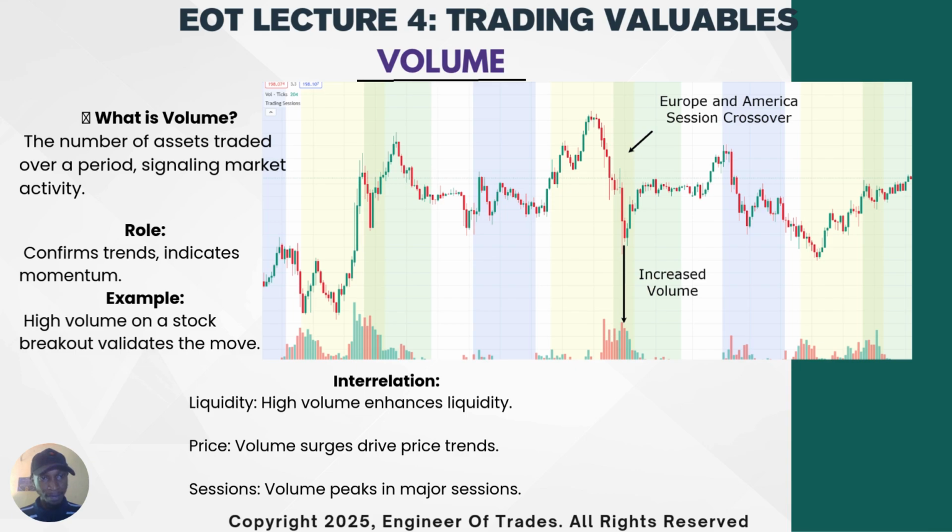A good example: if you have a high volume on a stock like Tesla, and then we see a breakout. A breakout is really just that huge spike from a price where the price was consolidating. Don't worry, we're going to look at these things with a lot of visuals in the coming lectures. So if you have that high volume on a stock like Tesla after a breakout has happened, that sharp spike validates the movement.